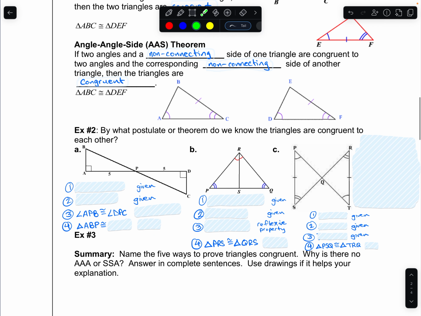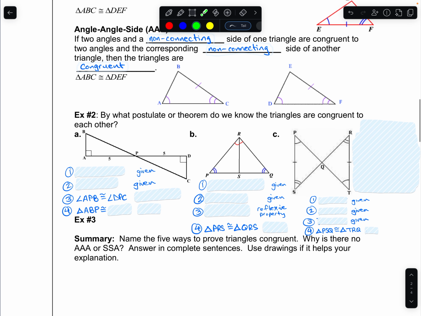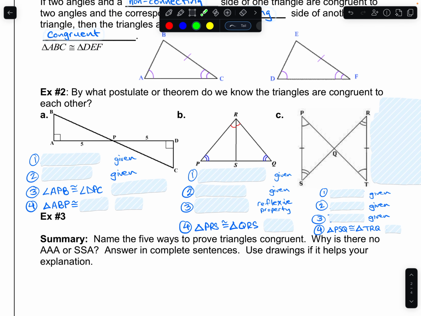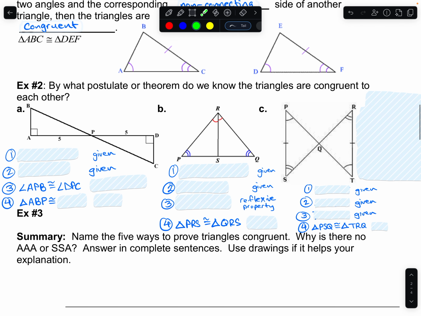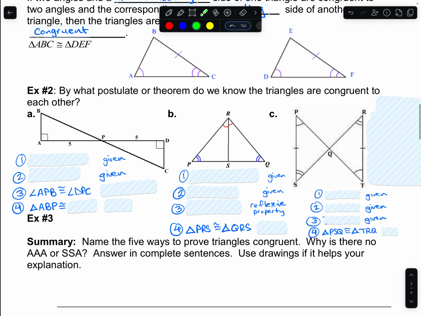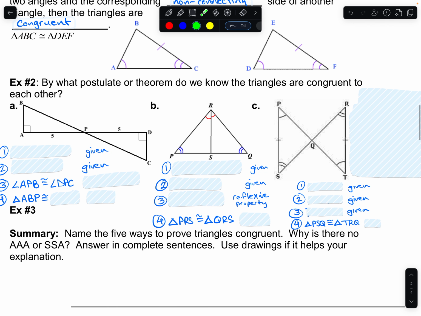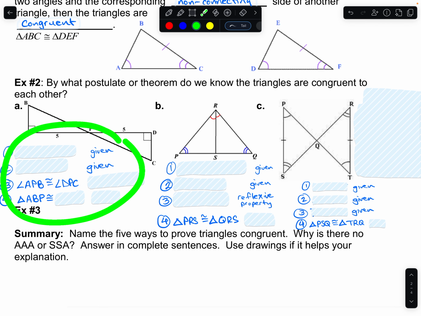All right, so now we have 4 postulates or theorems, 4 ways to prove that 2 triangles are congruent. I want you to try these examples on your own. The answer could be anything. It could be side, side, side, side, angle, side, angle, or angle, angle, side. Pause the video, try these 3. Again, you can use my outline and then just fill in those blanks. And come back and check your work.